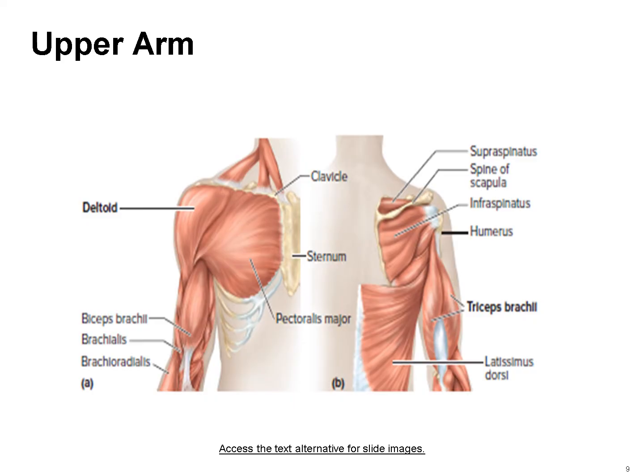The deltoid helps with shoulder abduction, moving the arm away from the body. The pectoralis major is involved in arm flexion and bringing the arm across the chest. The triceps brachii allows for elbow extension, such as when pushing or throwing. The biceps brachii, brachialis, and brachioradialis work together to flex the elbow, bringing the forearm toward the upper arm.